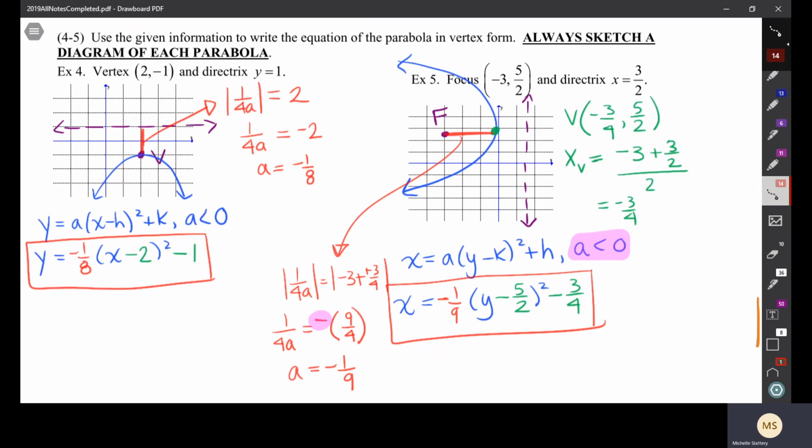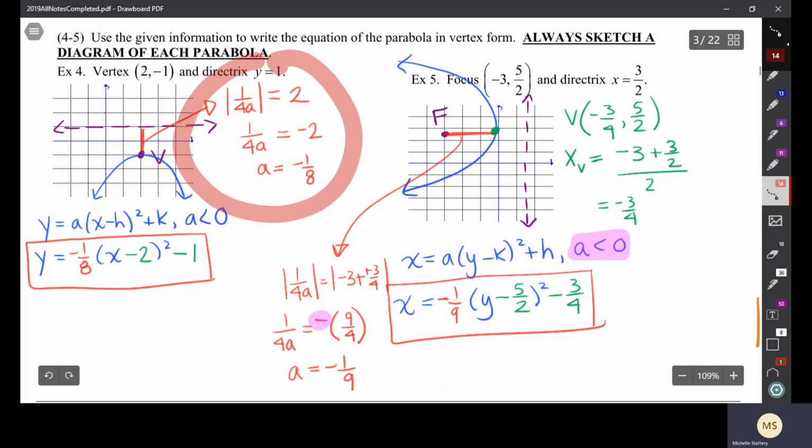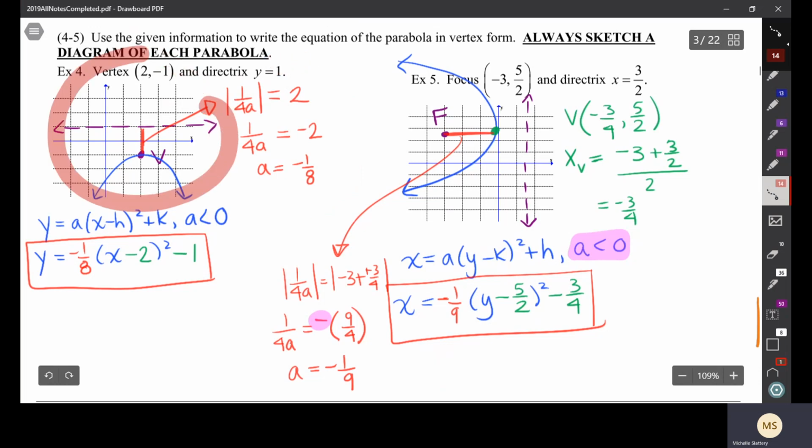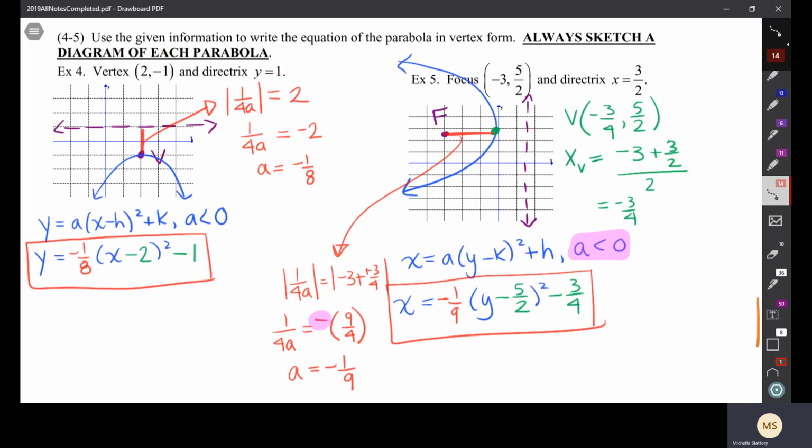Okay, so for the work that I want you to show for these, you can do formulas like this. You can draw a sketch. Your sketch does not need to be on graph paper. It can just be a quick little sketch. You don't have to label everything. I like to put things like V and F and so on to help me make sure that I understand what I'm doing.